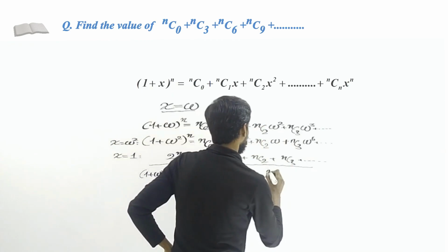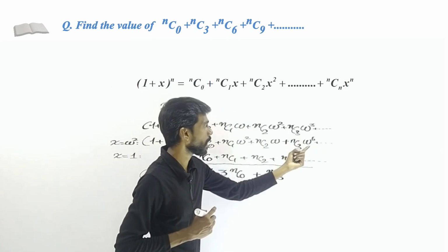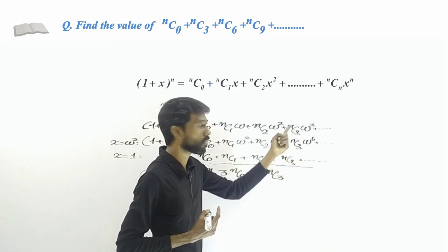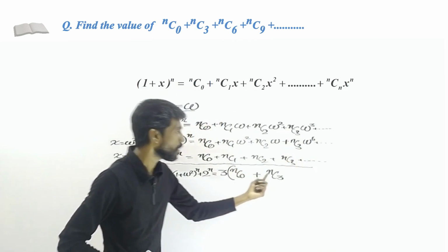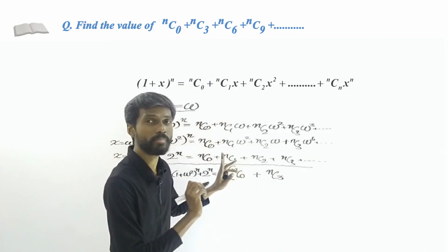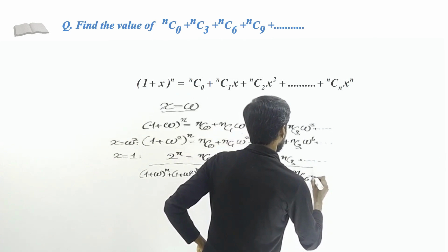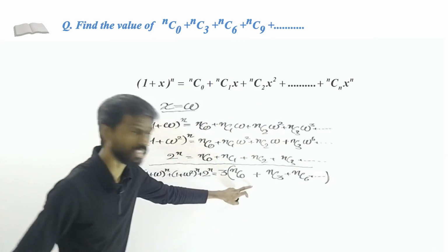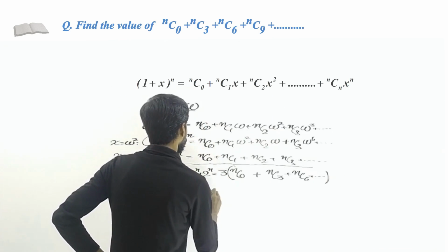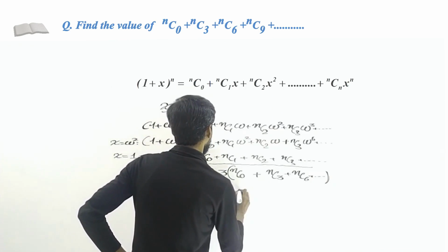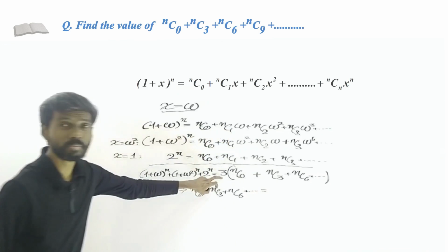Now what is the next term? That is nC3, because omega cube is 1 and omega power 6 is also 1. So 3 times nC3, which means 3 you can take out. Similarly, the next term nC4 will become 0. So only multiples of 3 you will have. That's all, this is what we need. So this gives you our required expression nC0 plus nC3 plus nC6, etc., which equals, you can divide this by 3.